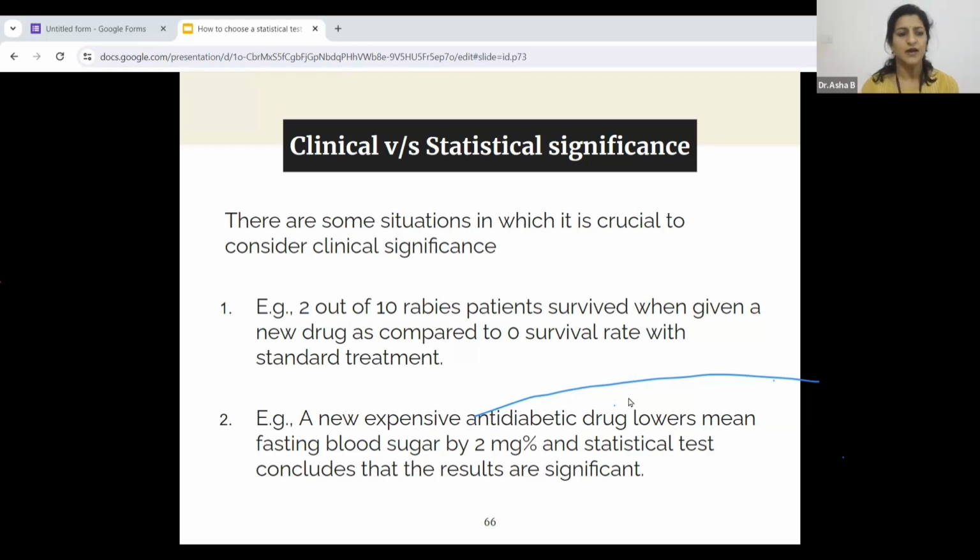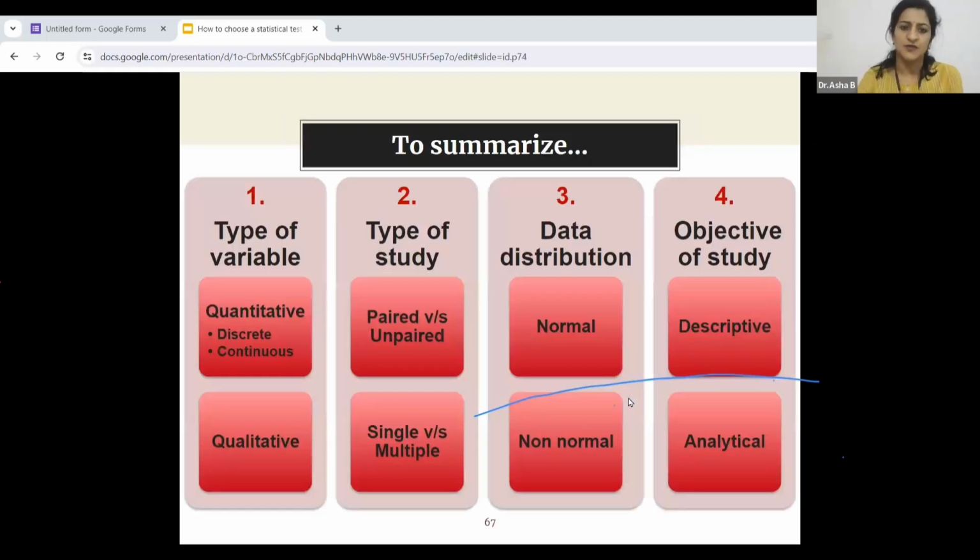I'll go with the second example here. A new expensive antidiabetic drug lowers the mean fasting blood sugar by 2 milligram percentage, and the statistical test concludes that the results are significant. Though statistical significance is seen, is it really needed to go for a new and expensive drug just to lower the mean fasting blood sugar by 2 milligram percentage? So again, see whether it is really important clinically or not. Whenever we are considering the results, clinical significance should be given equal importance along with statistical significance.